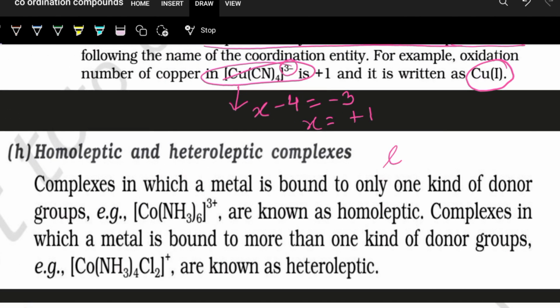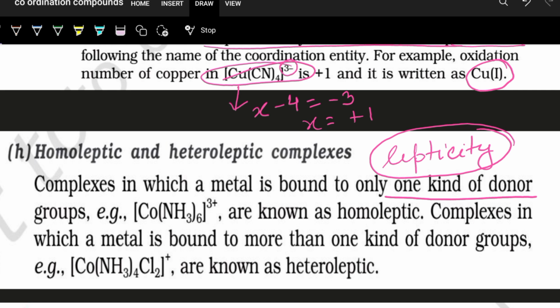Now what is lepticity of complex? Lepticity of complex means how many kinds of ligands are surrounding the central metal atom or ion. If there is only one kind of ligand surrounding the central metal atom or ion, they are homoleptic, and if there is more than one kind of ligand surrounding the central metal atom or ion, they are heteroleptic. Here only amine is there. It's amine as ligand, so it is homoleptic.